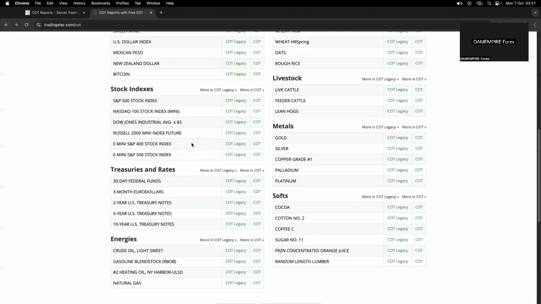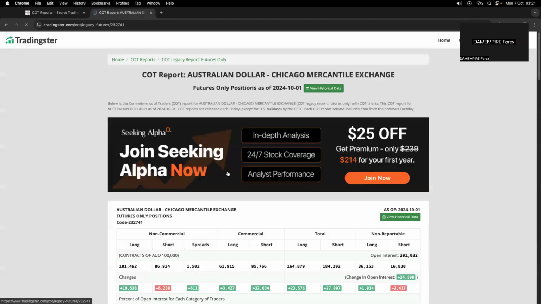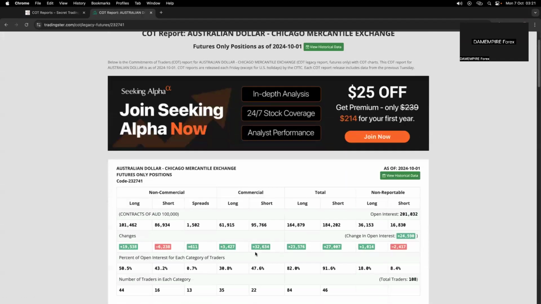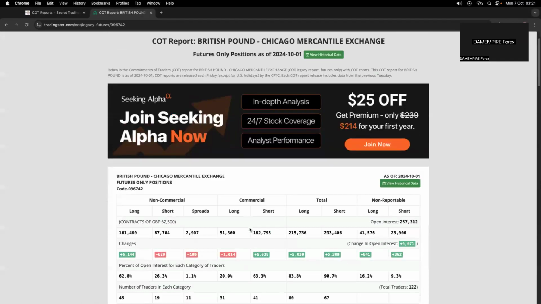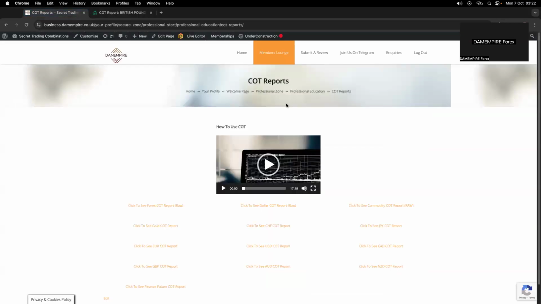Now, for the guys that do FX, for example, you can look at your Australian dollars and see they're adding position to both sides. You don't want that. So that's literally every Aussie pair done like that. You don't need to analyze that anymore. And then for pounds, for example, you see they're selling short. Now you can do this quickly.